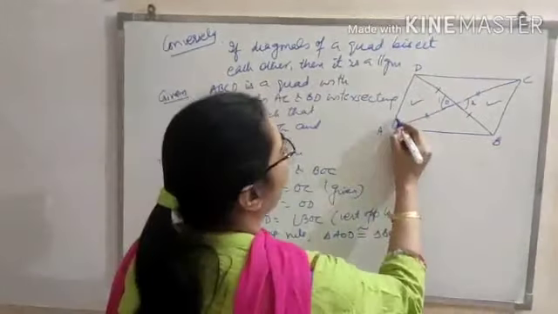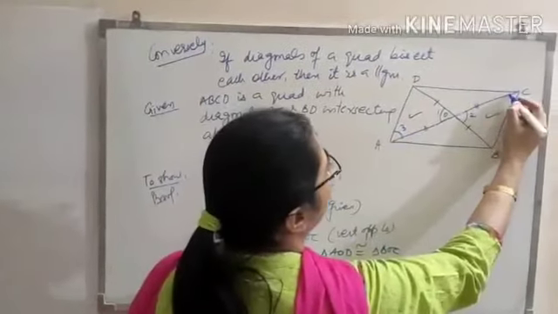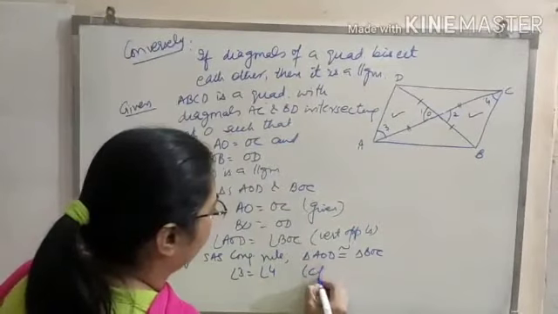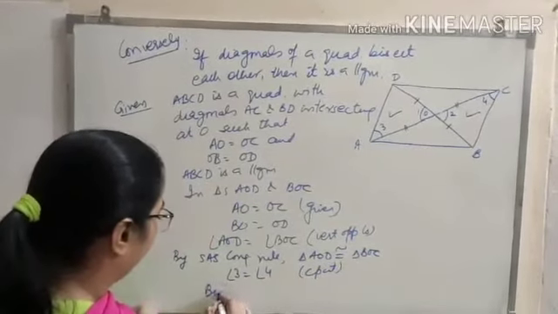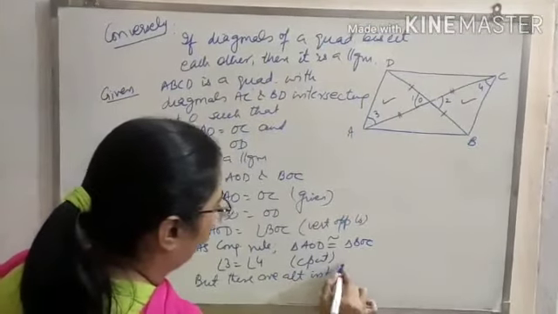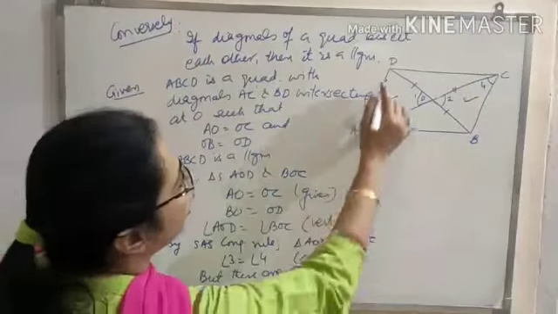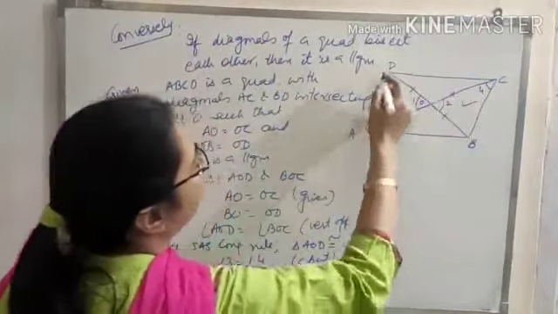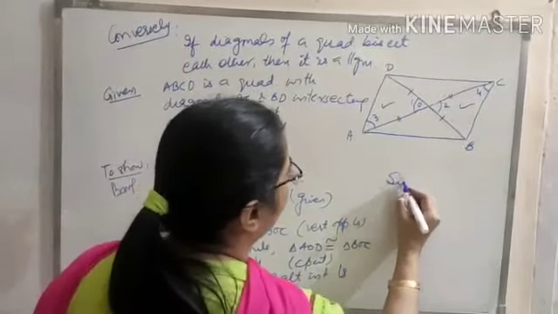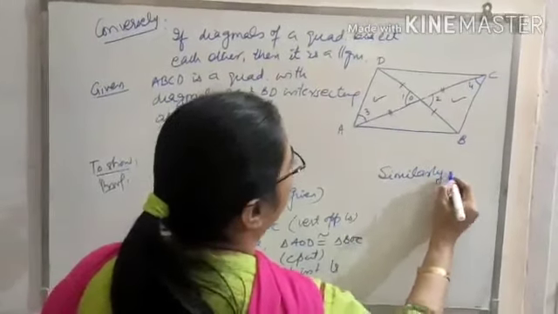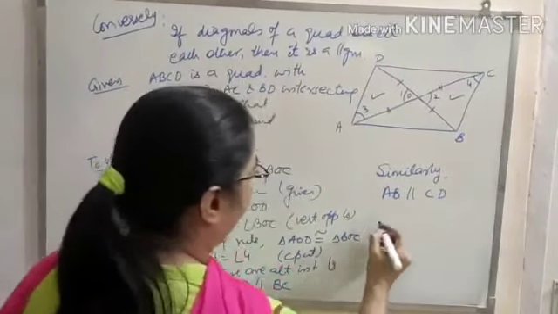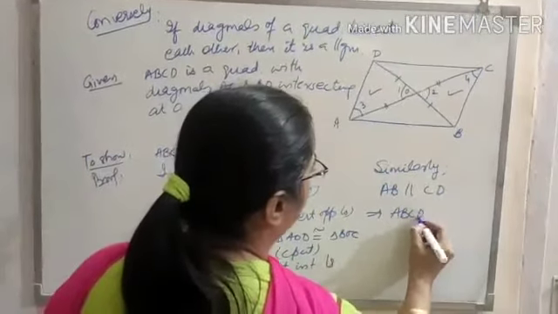When triangles are congruent, then we can say angle 3 is equal to angle 4 by CPCT. But again, these are alternate interior angles. It means when 3 is equal to 4 and these are alternate interior angles, AD is parallel to BC. Similarly, we can show AB is parallel to CD. When AB and CD are parallel, this means ABCD is a parallelogram.